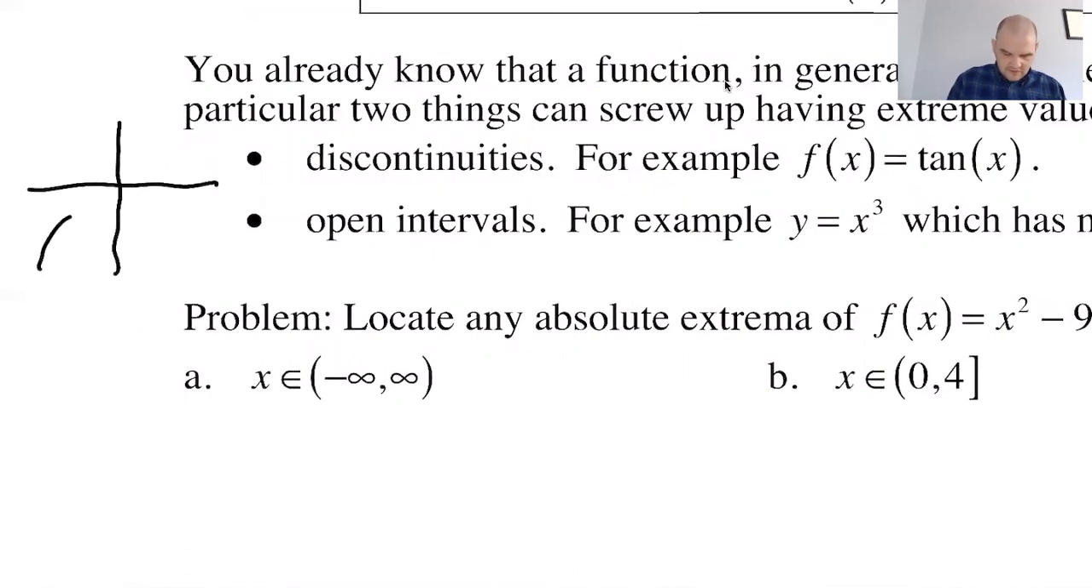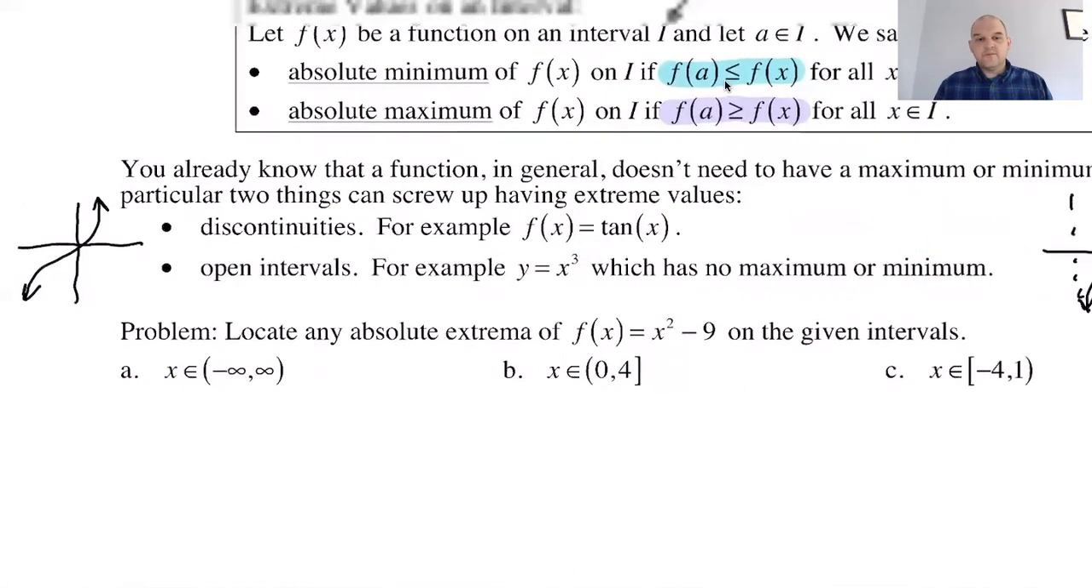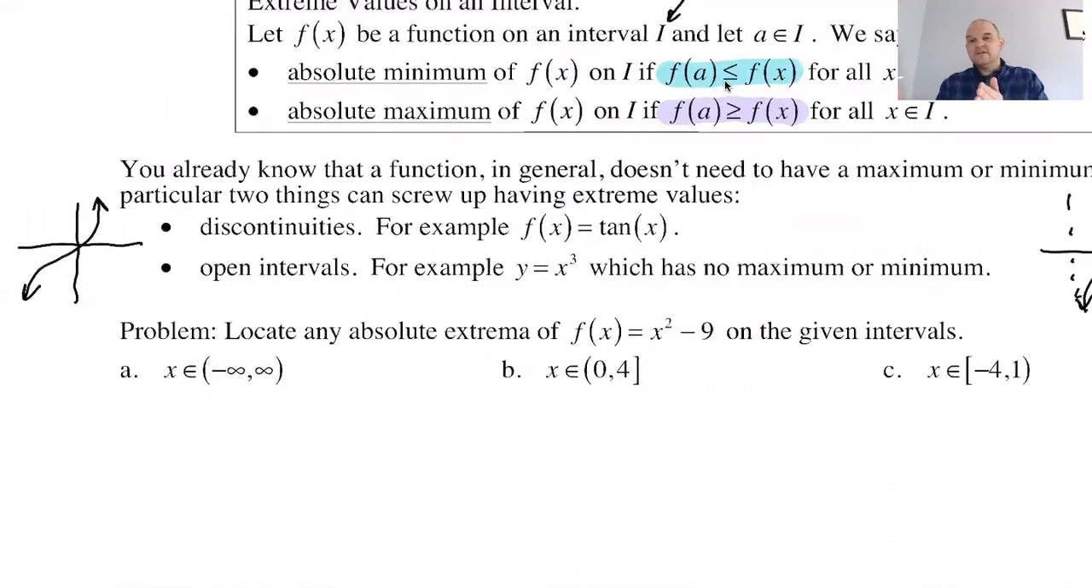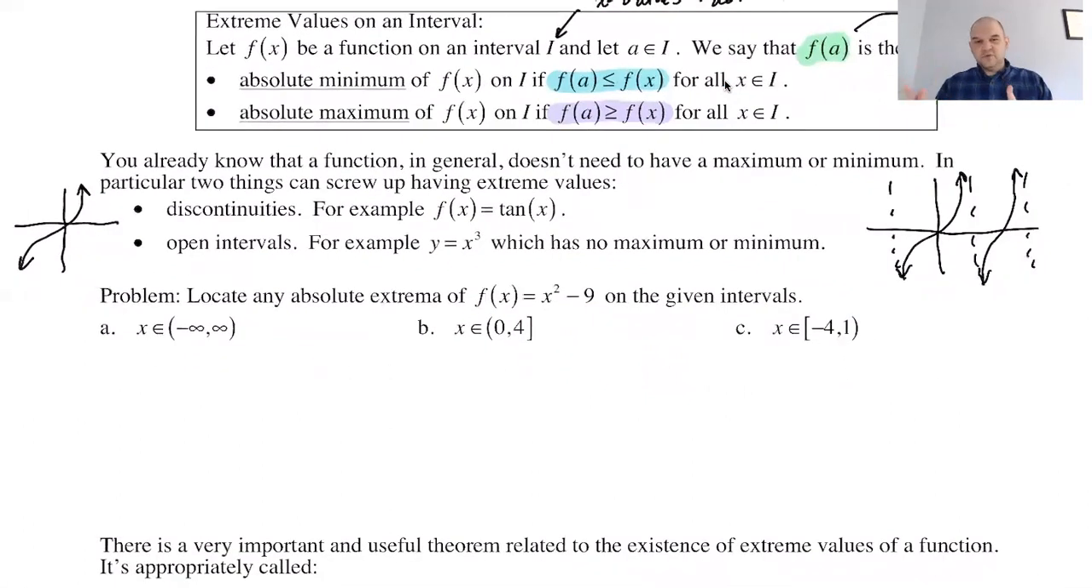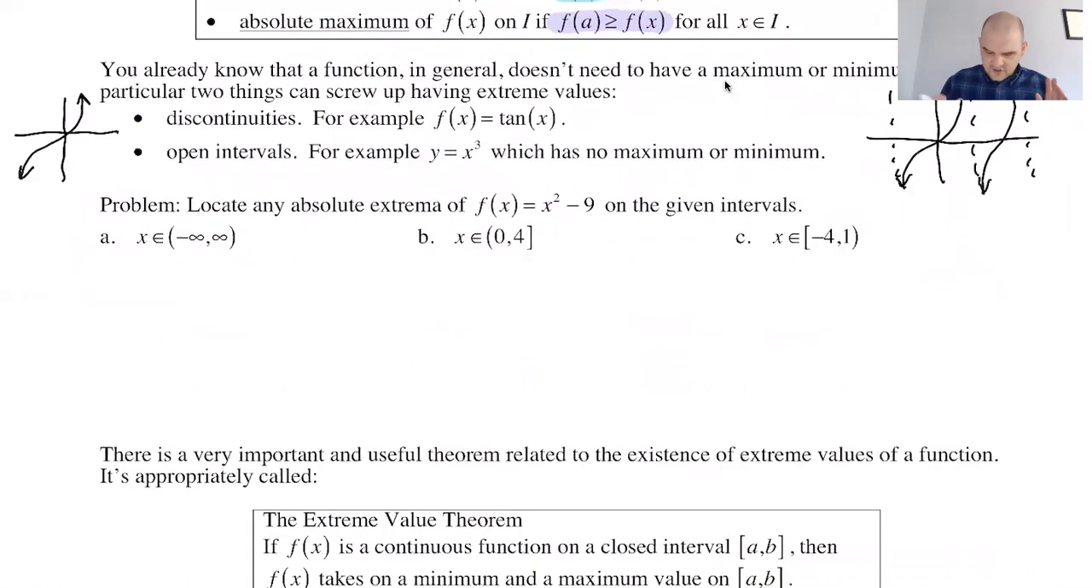So x cubed doesn't have a max or a min because as x approaches infinity, x cubed approaches infinity. As x approaches negative infinity, x cubed approaches negative infinity. So that's just not going to happen for you. So discontinuities in open intervals, they're a problem. Let's see if we can think about this.